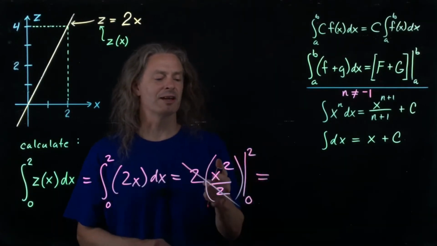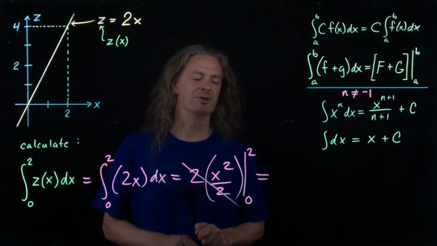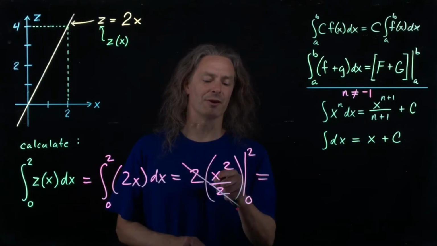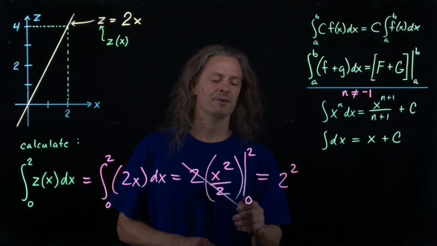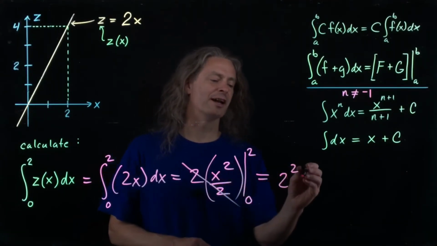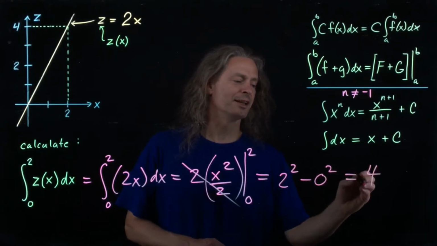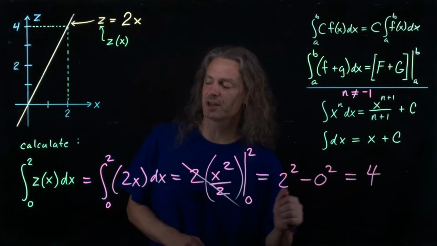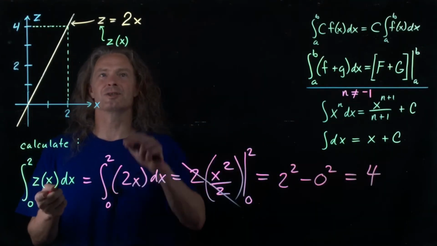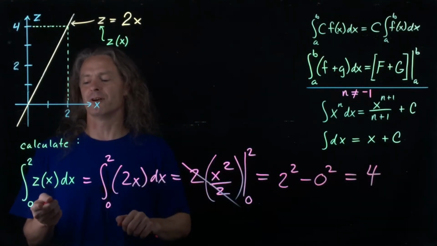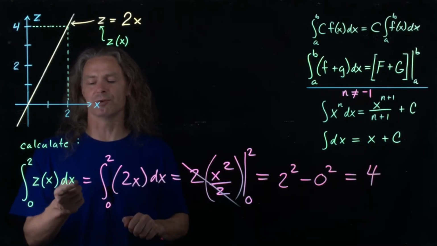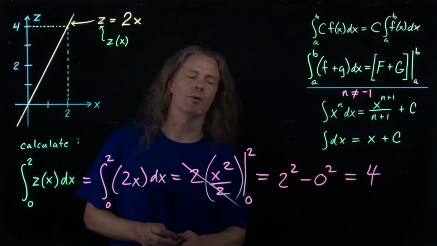And so now I've got x squared evaluated at these limits, which means I plug in the top limit for x, and then I plug in the bottom limit for x and subtract them. And that comes out to 4. So the integral of our function z of x, which was 2x, from x equals 0 to x equals 2 with respect to x gives us 4.